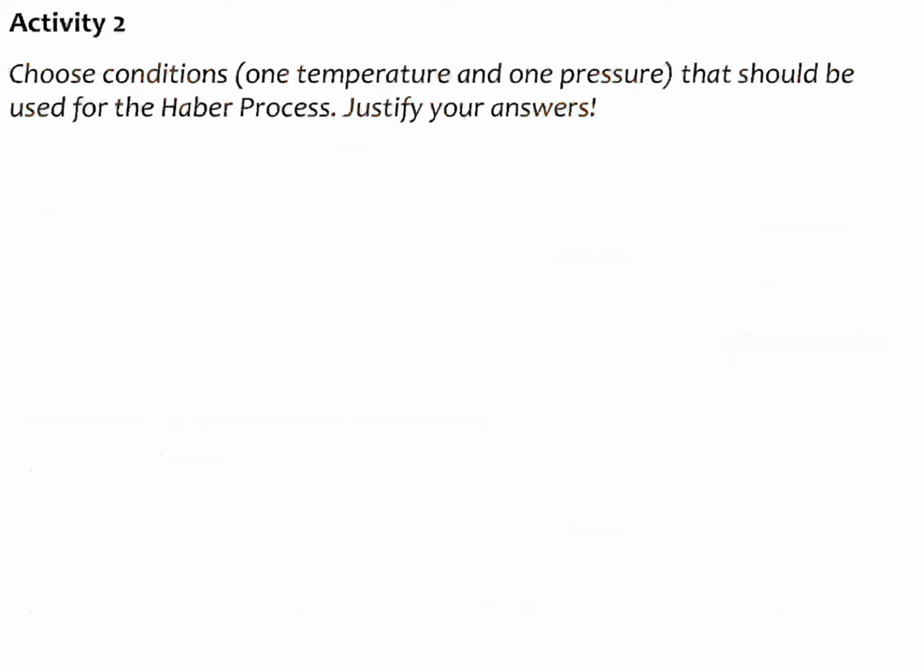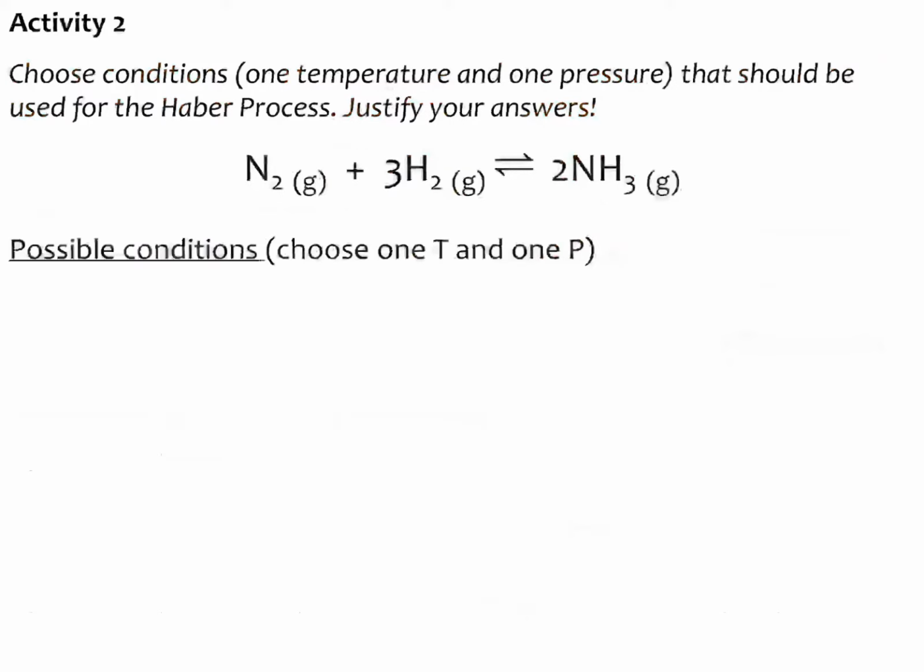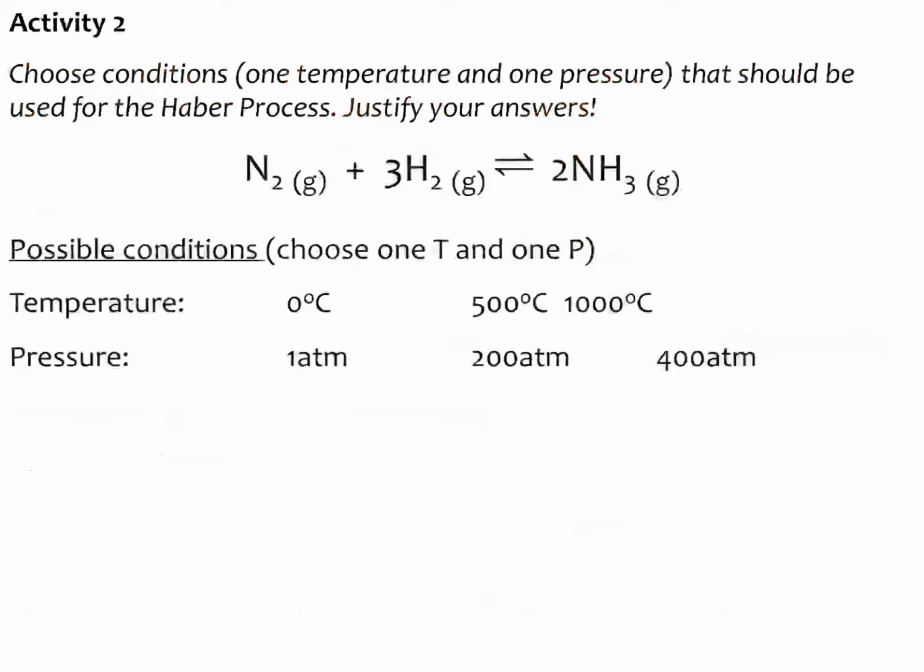So activity 2. I want you to think about the conditions that we've looked at and the changes to equilibria. And you've got to choose conditions, one temperature and one pressure, that should be used for the Haber process and justify your answers. So there's the reaction again. Now, we have some possible conditions and you've got to choose one temperature and one pressure, as I said. Temperatures, you've got 0 degrees C, 500 degrees C and 1000 degrees C. Sorry for the strange gap there between 0 and 500. Pressures, you've got 1 atmosphere, that would be the pressure that we experience at sort of ground level, 200 atmospheres, that's 200 times normal pressure, and 400 atmospheres.